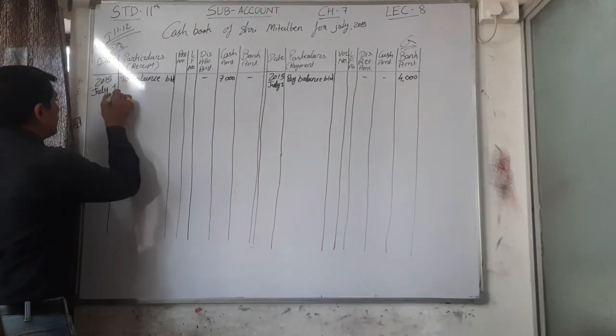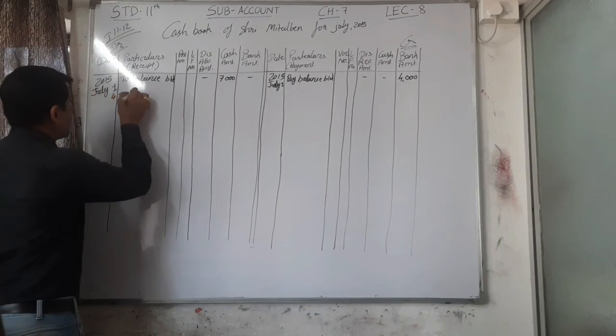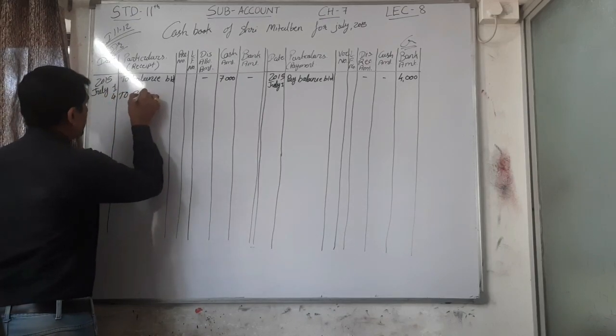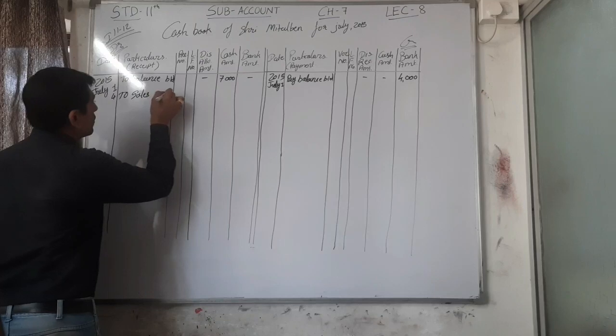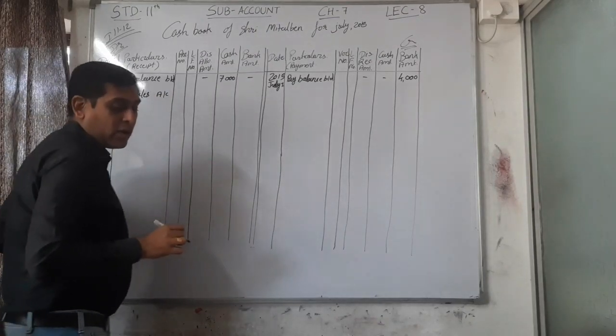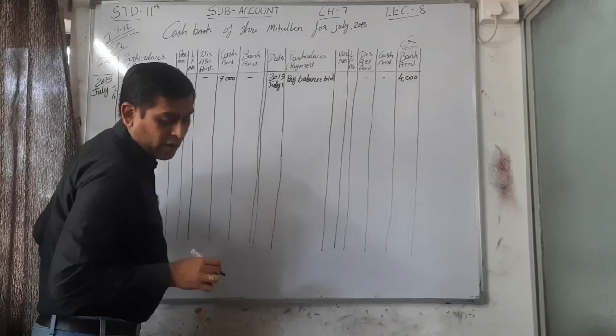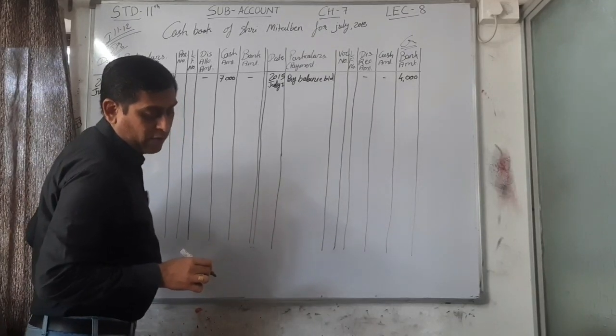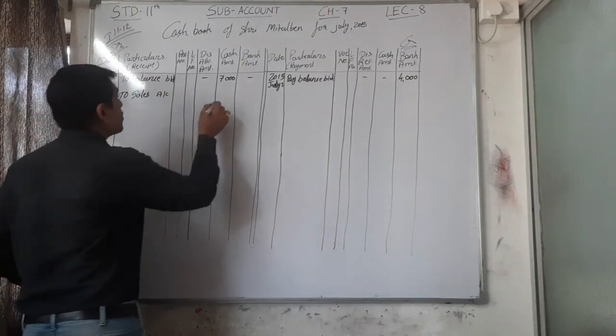To sales account, the amount we have to record in the bank column. That's why the amount is for Khushali. We are selling the goods to Khushali, 4,000 rupees.